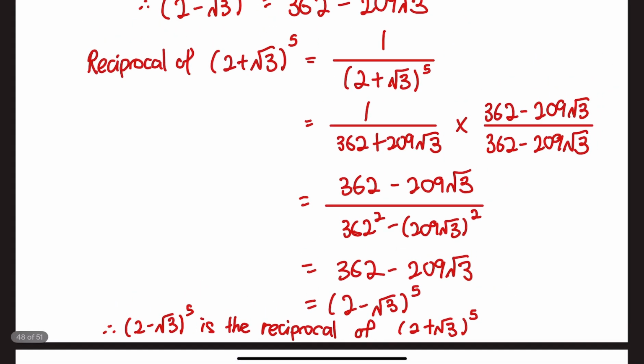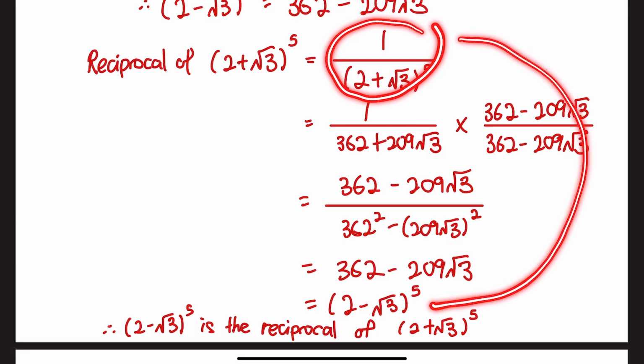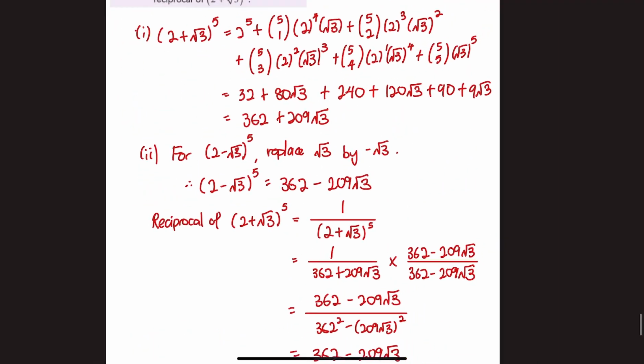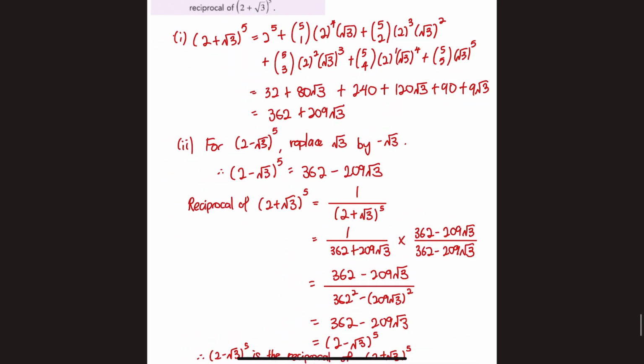Okay, in this case, the reciprocal of this is 1 over this, 2 plus root 3 power 5. And I show that the reciprocal of here can be turned into this. Therefore, the reciprocal of this 2 plus root 3 power 5 is simply 2 minus root 3 power 5. And this is the answer to question number 3.